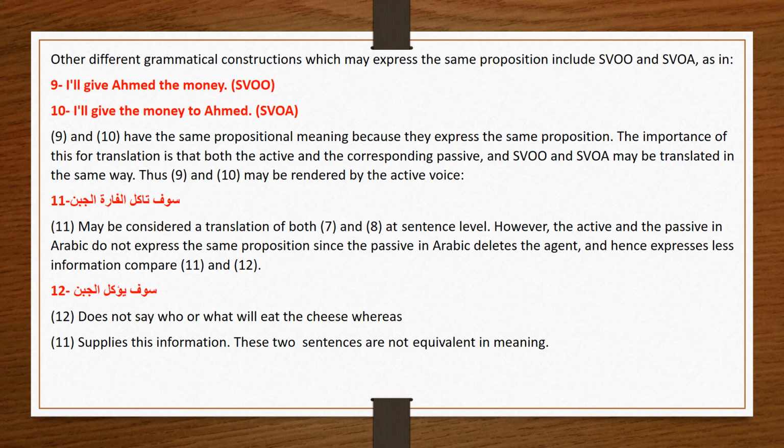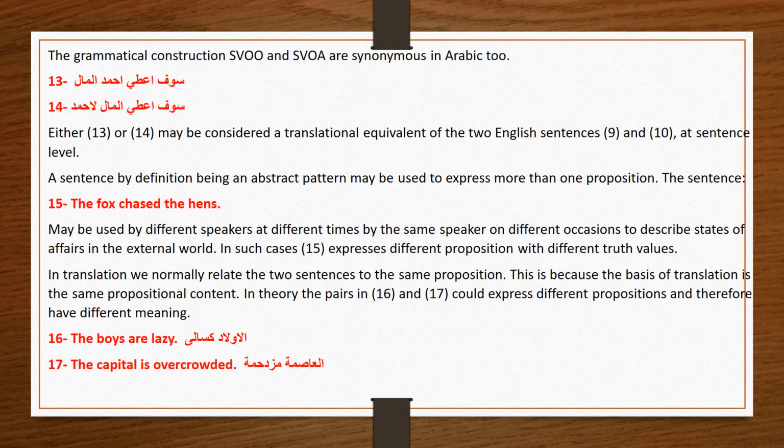when compared, 11 and 12. We have here 12. سوف يؤكل الجبن. That means here 12 doesn't say who or what will eat the cheese, whereas 11 supplies the information. Thus these two sentences are not equivalent in meaning. The grammatical constructions, subject plus verb plus indirect object and object, and subject plus verb plus object and adverbial, are synonyms in Arabic too.